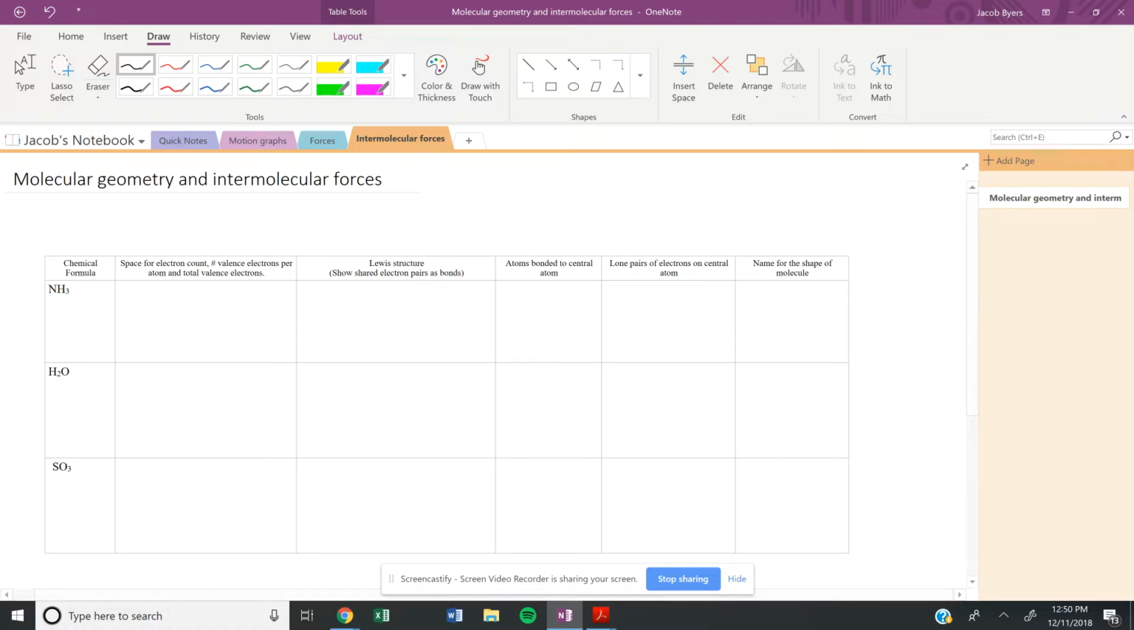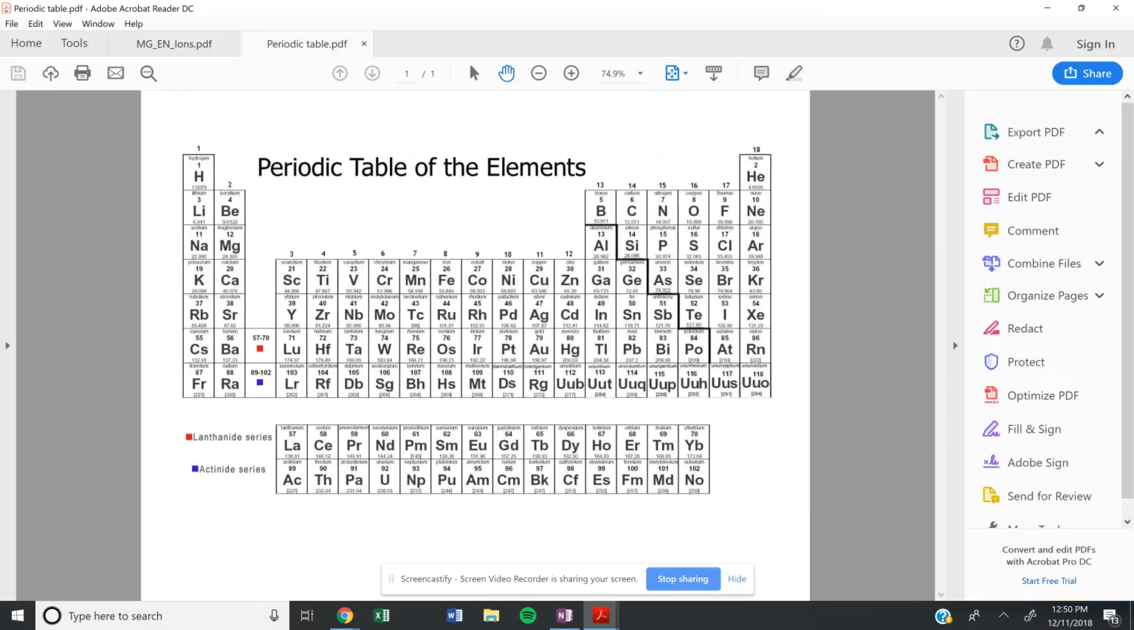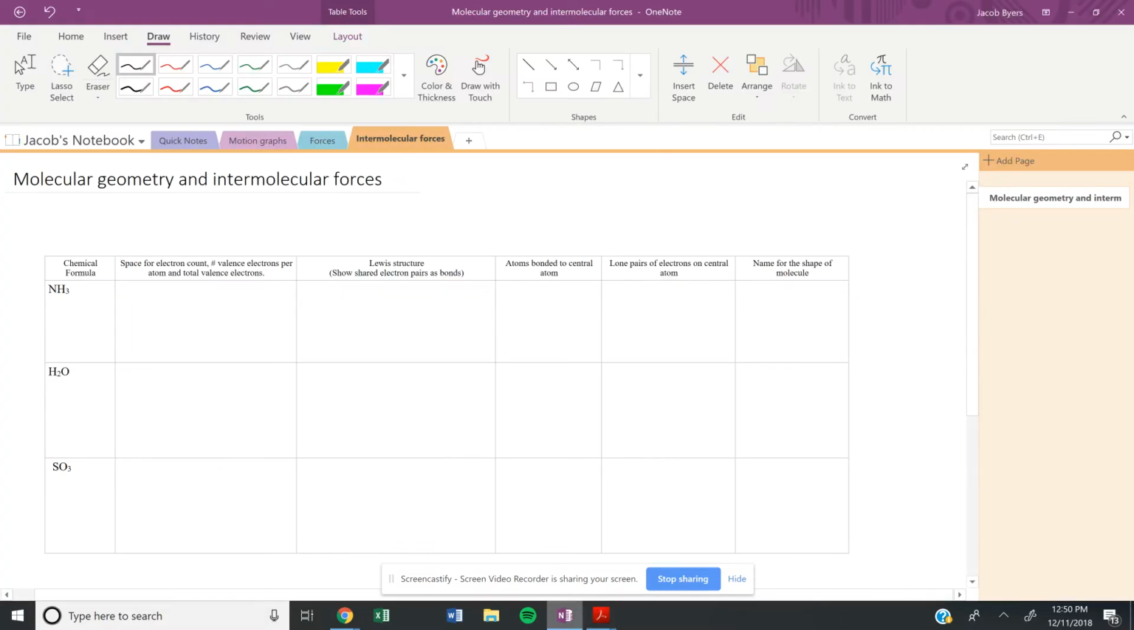We're going to take a look at NH3, so go to your periodic table. Nitrogen is in the 15th column, so it has 5 valence electrons. Hydrogen is in the first column, and we know it has 1 valence electron. Nitrogen has 5, and I've got 3 hydrogens because of that subscript, and each one has 1 valence electron, so 5 plus 3, we have 8 valence electrons.